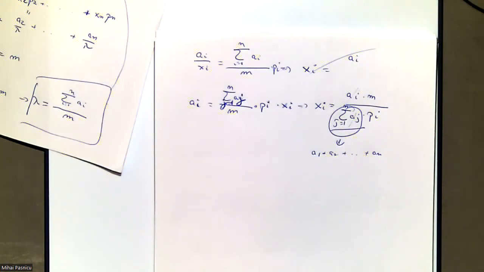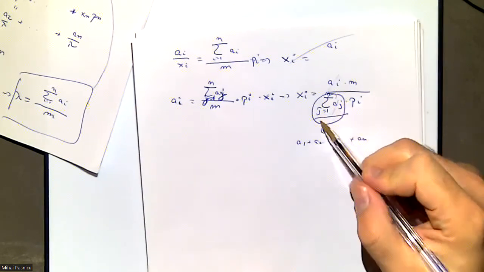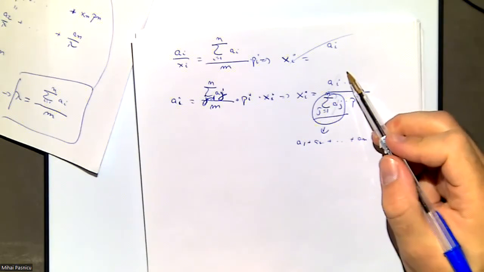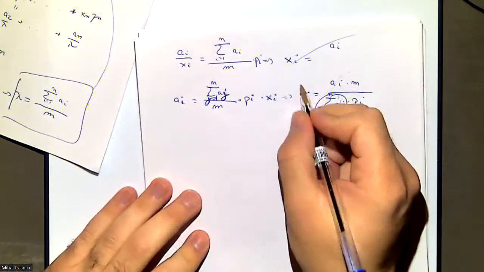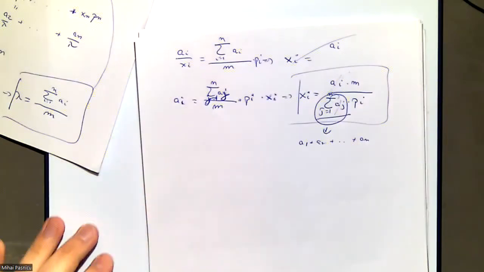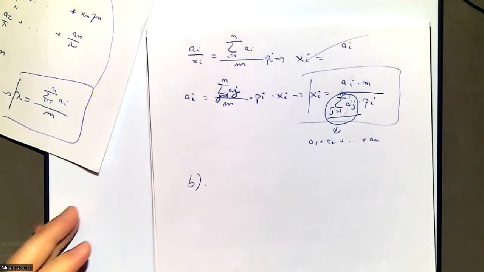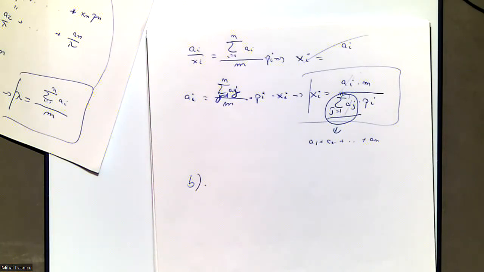Does it make sense? Okay, the difference: you can't simplify. This is a sum of all ai's. This is just a fixed ai. Okay, and this would be the answer. This would be point A. Point B, you're asked... any questions on this?